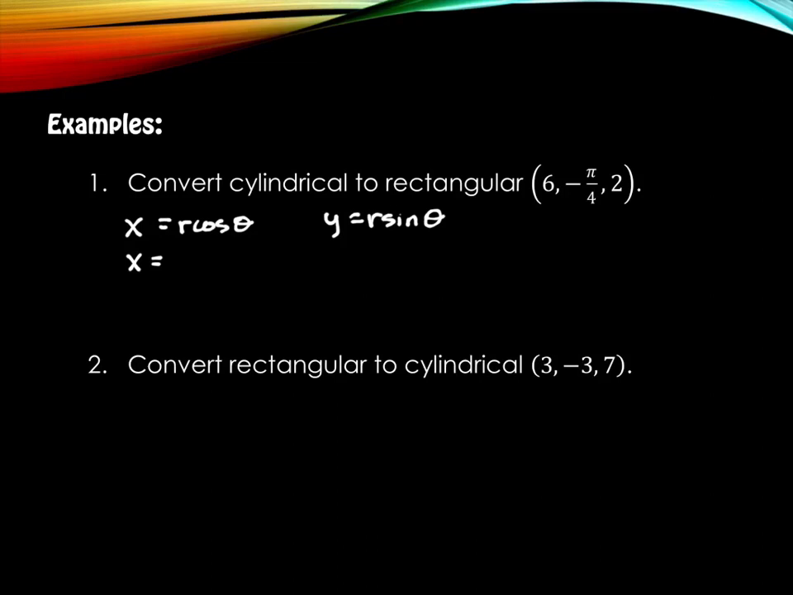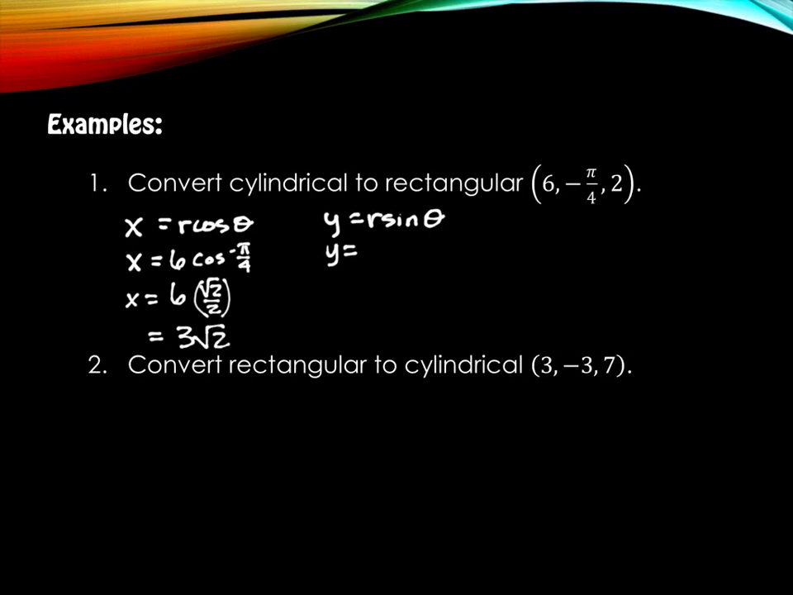All right. So r is 6, and theta is negative pi over 4. What is the cosine of negative pi over 4? Unit circle time. Radical 2 over 2. It is, square root 2 over 2, and it's positive as well. So this simplifies then to 3 square root 2.